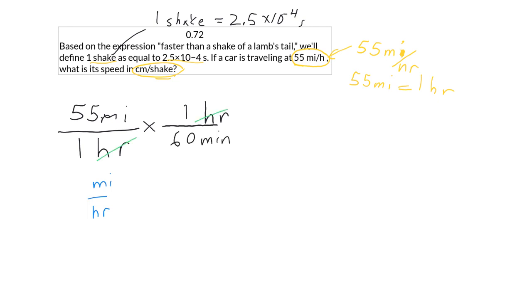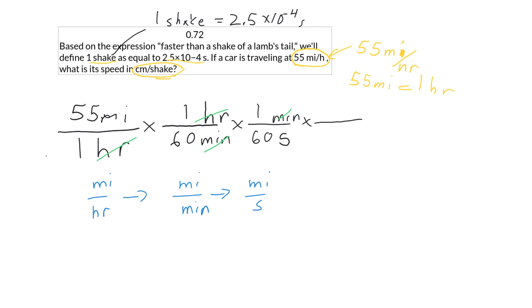So I've placed hours where they cancel out, which now gives me units of miles over minutes, because I haven't touched my miles yet. So we now need to get rid of minutes. I have minutes on the bottom, so I'm going to place minutes on top so they cancel out. I know the relationship between minutes and seconds. 1 minute is 60 seconds. So now I've canceled out my minutes, and I'm left with units of miles over seconds.